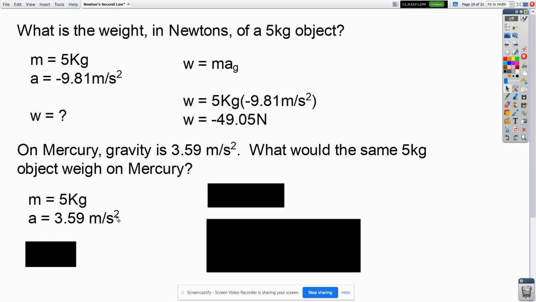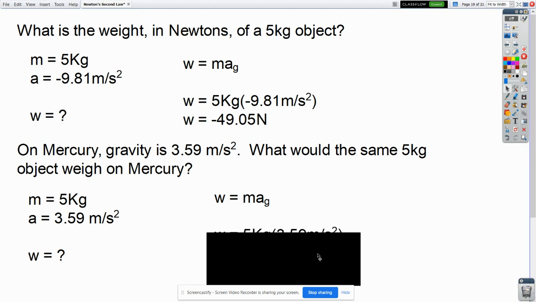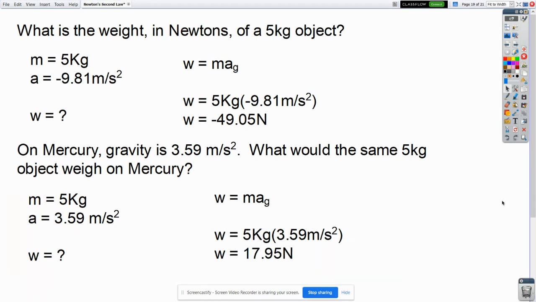Mass is 5 kilograms. Acceleration this time is 3.59. This time I'm not going to put the negative sign on it. We're looking for weight. Same equation. Substitute 5 kilograms times 3.59 meters per second squared and that gives you 17.95 newtons. Again, you could have made that 3.59 negative if you wanted to, and the negative would have carried through all the way to the weight, again just indicating downward, or leave it off. It's up to you. This points out why in science we use mass more than we use weight.